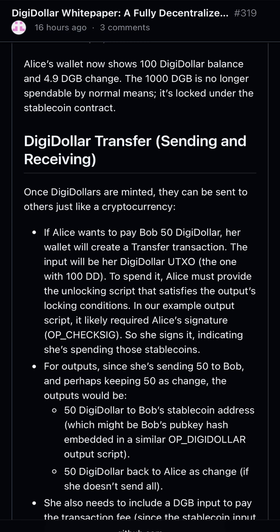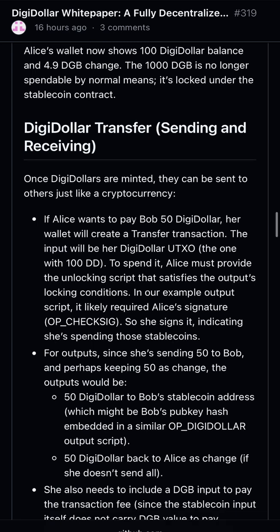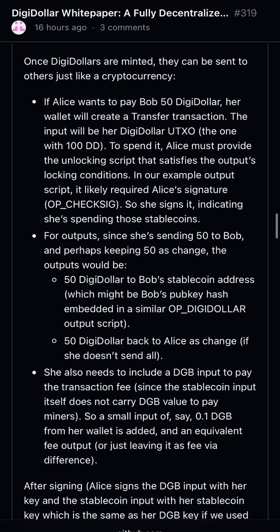DigiDollar transfer: sending and receiving. Once DigiDollars are minted, they can be sent to others just like a cryptocurrency. If Alice wants to pay Bob 50 DigiDollar, her wallet will create a transfer transaction.